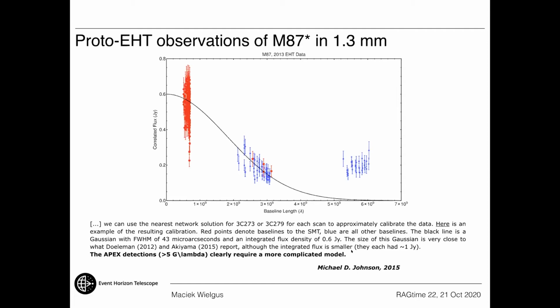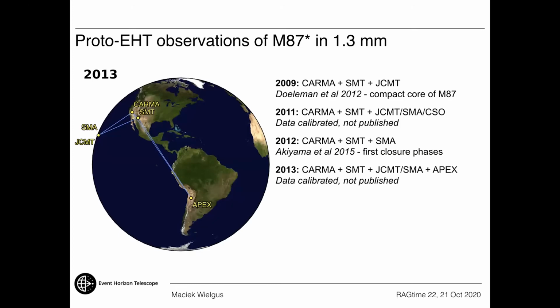And Michael didn't specify the model, but of course he had in mind something like that. This is what it would look like if the source was not a Gaussian blob, but a ring instead. So the visibility amplitudes of the ring could easily explain this growth of the flux for very long baselines. All right, so this is 2013.